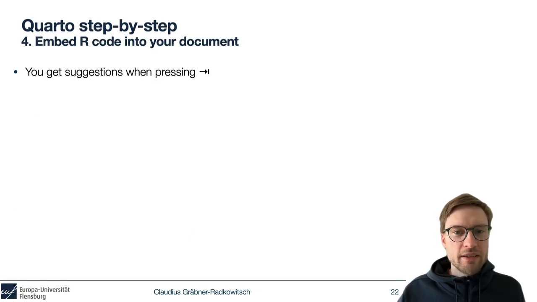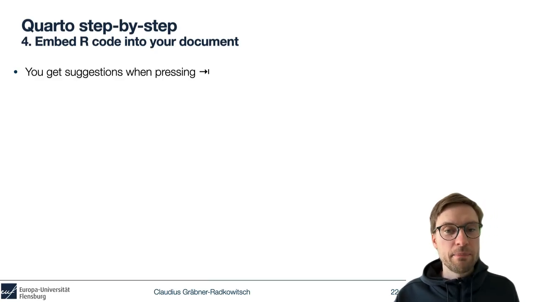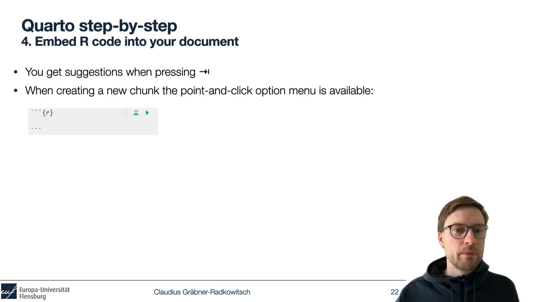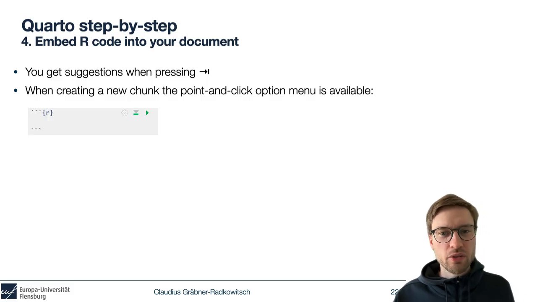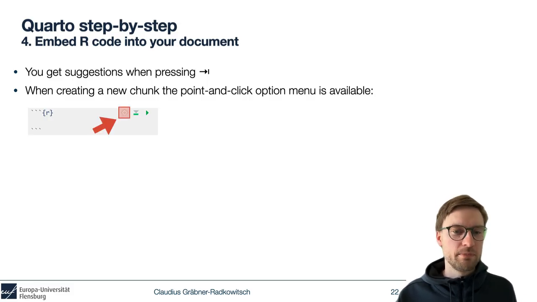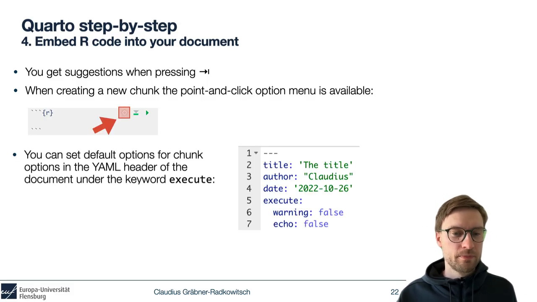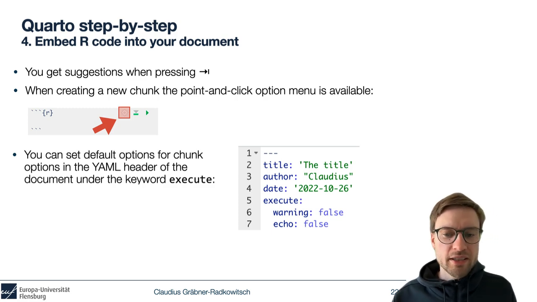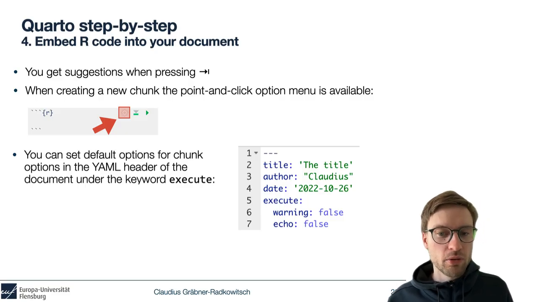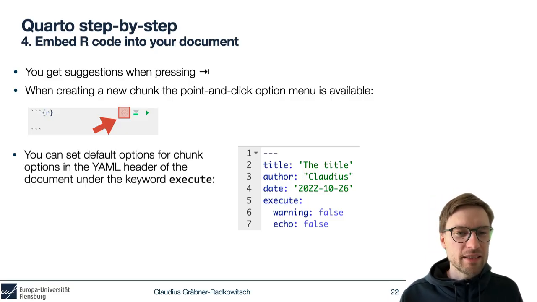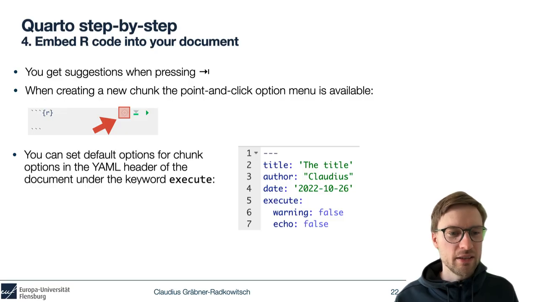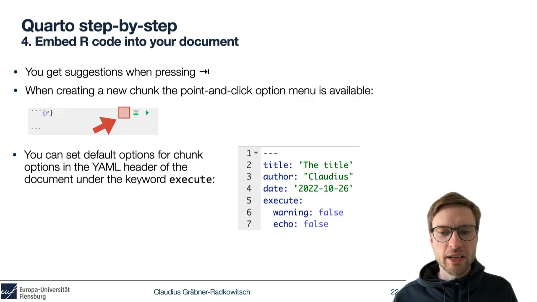Good thing is, if you're writing the chunk options, you can get suggestions when you press the tab button. And when you create a new chunk, you can also access a point and click option by clicking on this button here. If you want to use one particular option in all chunks by default in your document, you can actually set these default options in the YAML header after the keyword execute.